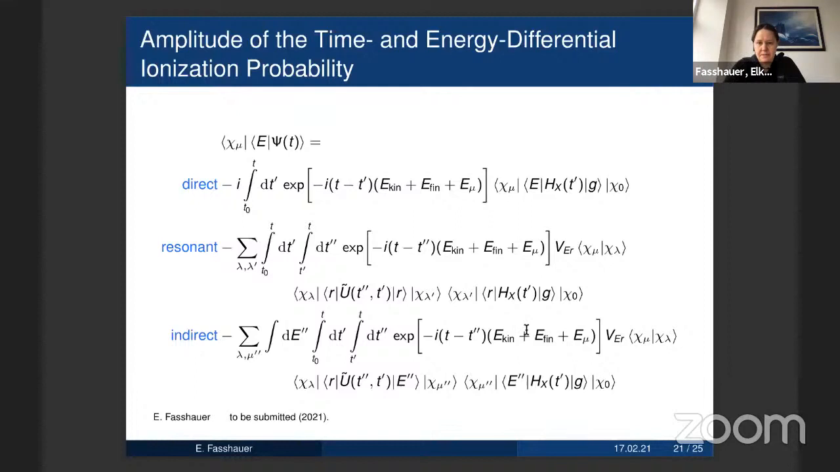What I would like you to focus on now is that we have these extra terms. So we have an overlap term for the resonant state and the nuclear final state. And if we make the Condon approximation and take out this dipole matrix element, we also get a Franck-Condon factor here from the nuclear ground state into the nuclear resonant state.